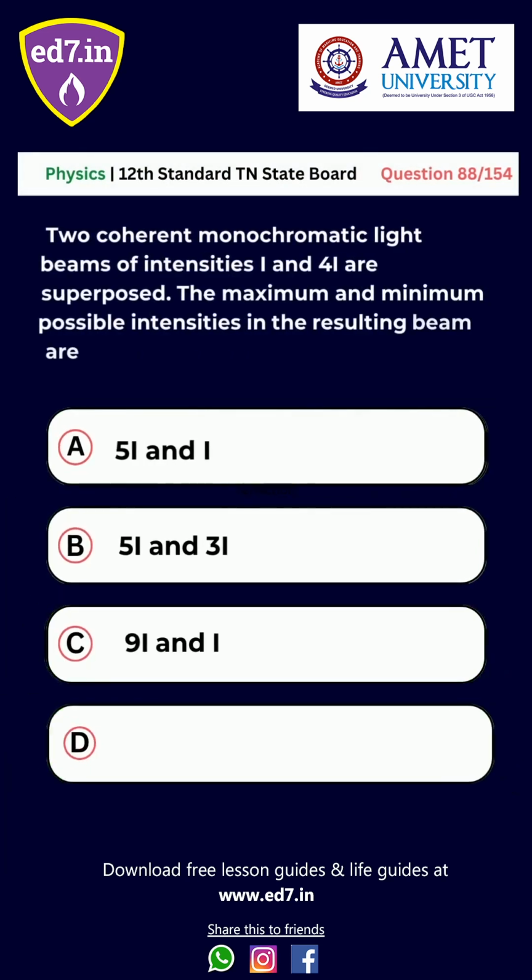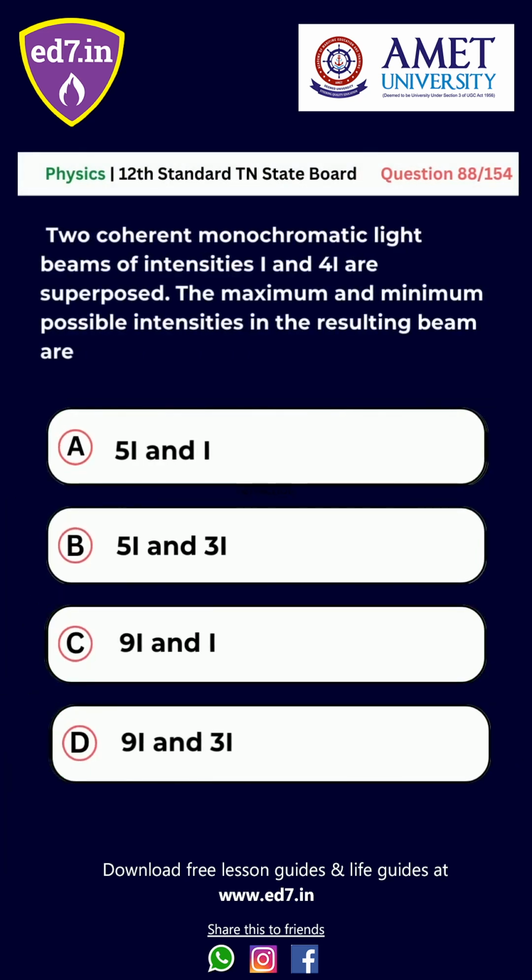Question number 88. Two coherent monochromatic light beams of intensities I and 4I are superposed. The maximum and minimum possible intensities in the resulting beam are: option A, 5I and I; B, 5I and 3I; C, 9I and I; D, 9I and 3I. The right answer is option C, 9I and I.